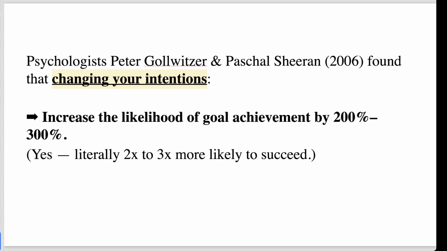So psychologists Peter Gollwitzer and Paschal Sheeran in 2006 found that changing your intentions can increase the likelihood of goal achievement by 200 to 300%. This is not new. This has actually been around for centuries. However, it was codified in these guys' studies. This adage is as old as "where your treasure is, there will your heart be," because the heart is where the intentions flow from, in Greek and in Hebrew in the Bible. So, in order to change those intentions, we can actually turn to other proverbs and find those exact same things.